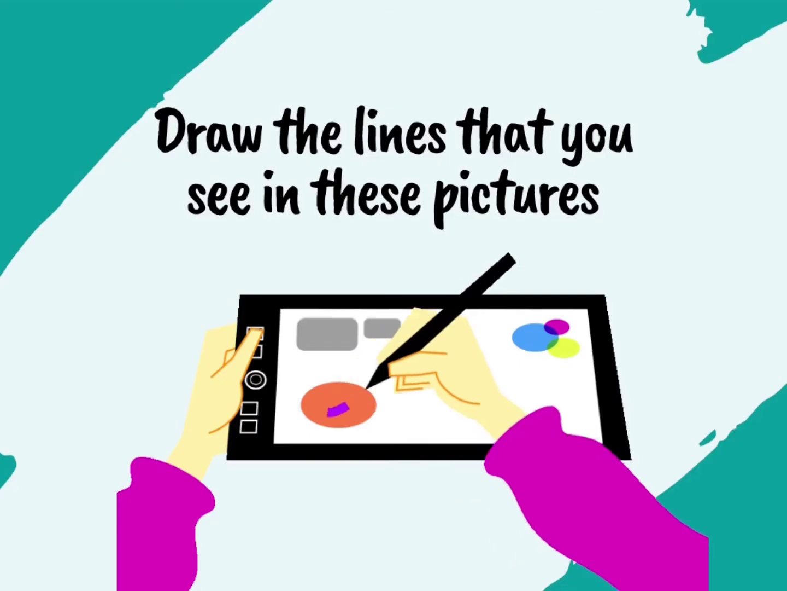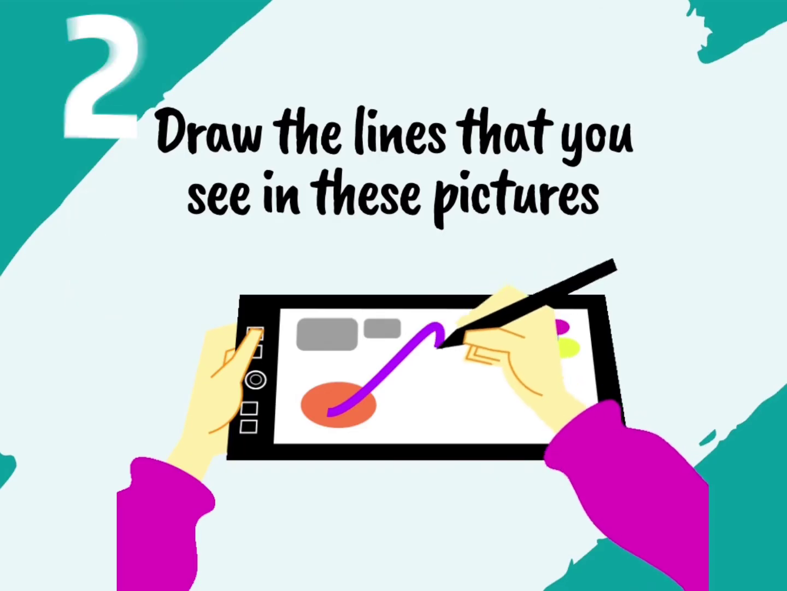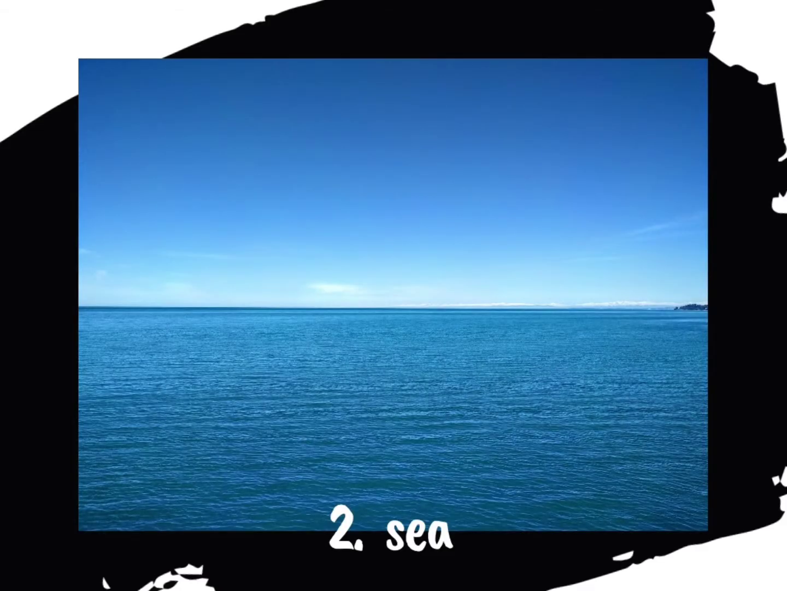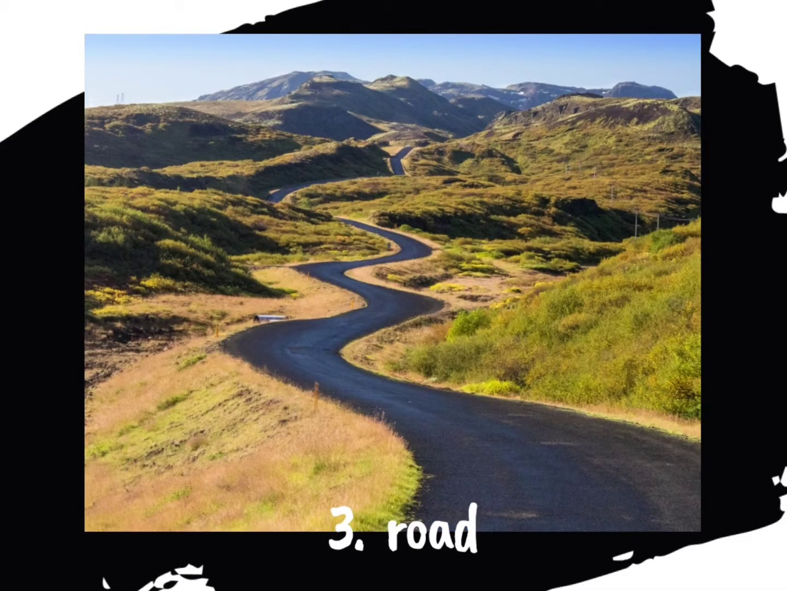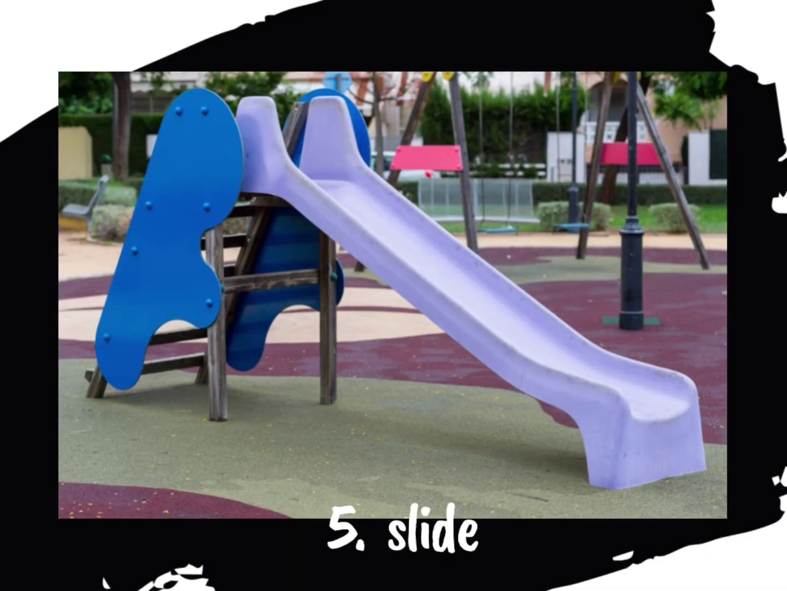So come on, let's do the first activity. Right now, you just have to draw the lines that you see in these pictures. The first picture is a building. Can you see how tall they are? Number 2 is a calm blue sea. What line can you see in this picture? How about on this exciting zigzag road? What line can you see? How about these green grapevines? And the last one is the slide that you can see in a playground.